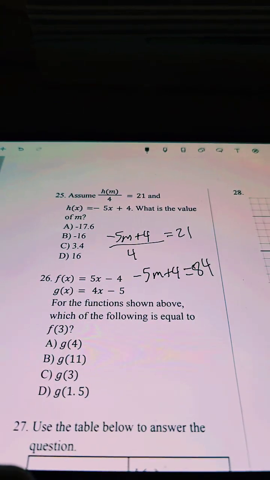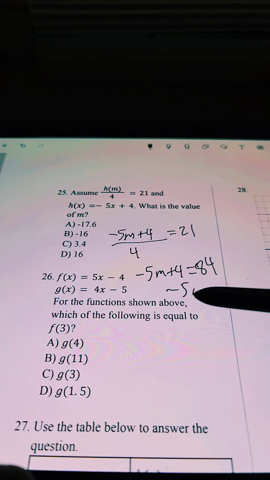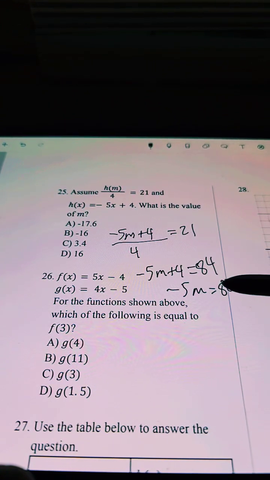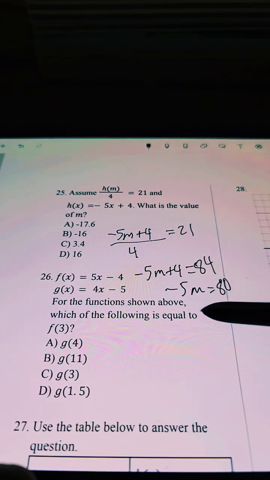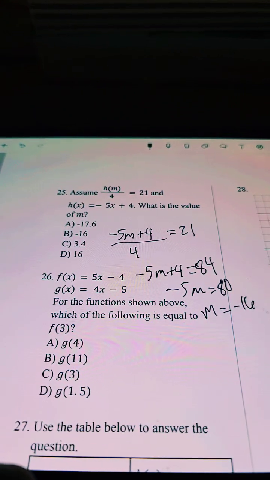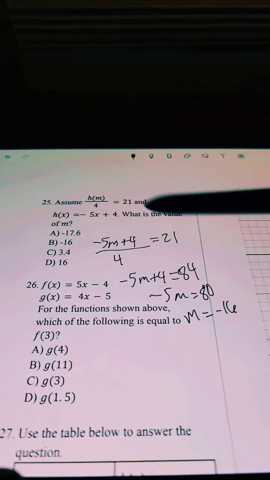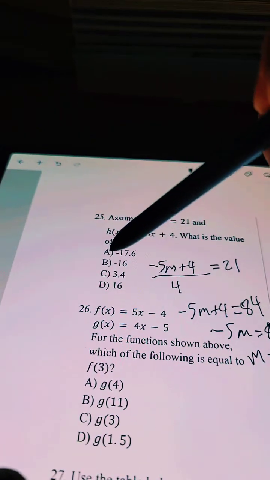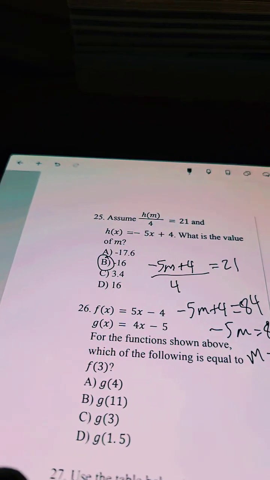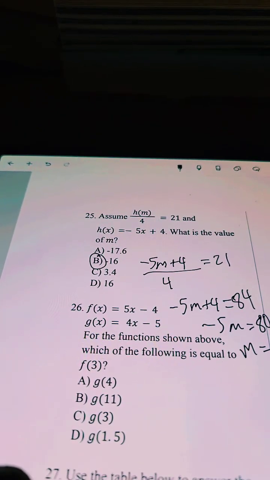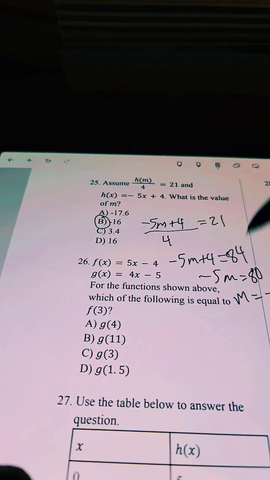So now I'm going to subtract 4 on each side. So I get negative 5m is equal to 80. Now I'm going to divide by negative 5, and I think that's negative 16, right? Yes. So then I get m is equal to negative 16, so it would be b. So let me just erase that.